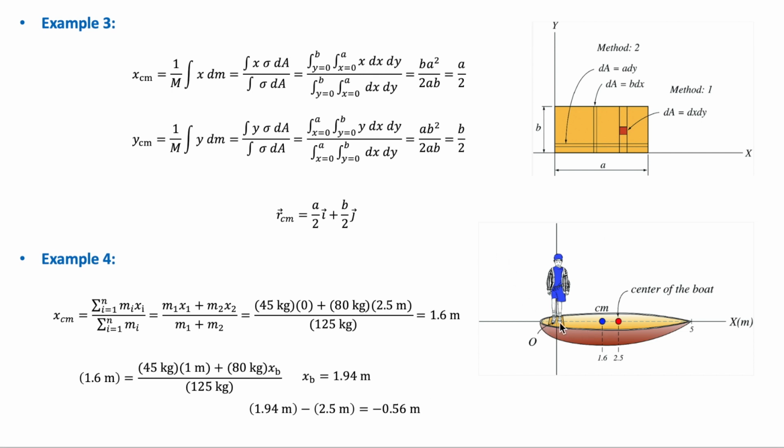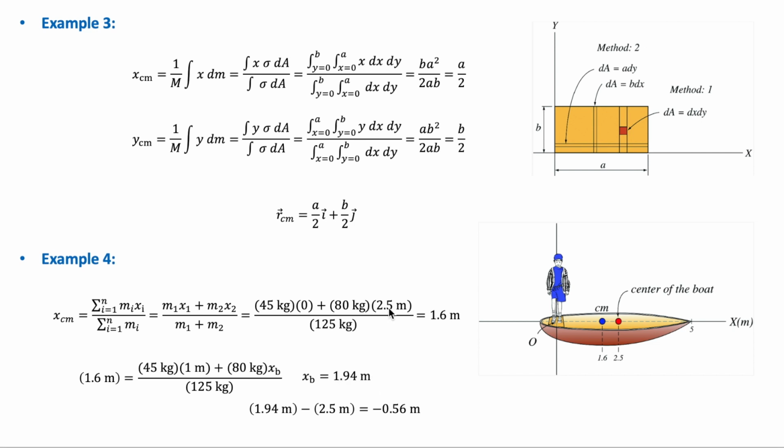So if the boy moves a distance of 1 meter along this direction, then the center of mass of the whole system is still at the same position, right? Because the net external force on the system is 0. So we substitute here the same value for the position of the center of mass. But now the position of the boy is at 1 meter from the origin, and so we find the position of the boat that moves as a result of the boy moving to keep the center of mass at the same position. So the position of the boat relative to the origin will now be at 1.94 meters.